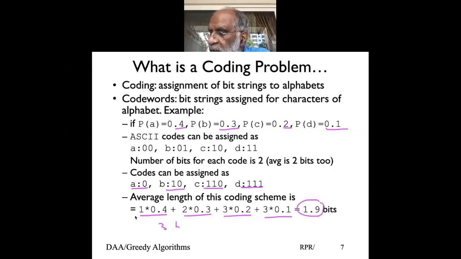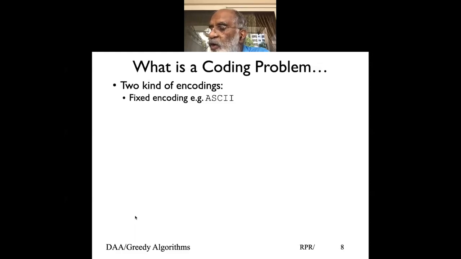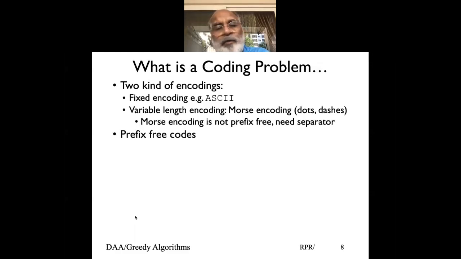So from 3 bits on the average, sorry, not 3 bits, but 2 bits on the average, we have come to 1.9 bits. That means about 5% saving. We got some saving. So anytime we go with optimal encoding, we do get some saving, and that is what we basically look at. So with fixed encoding, we don't get any advantage. Then there is Morse encoding, which is variable length encoding.